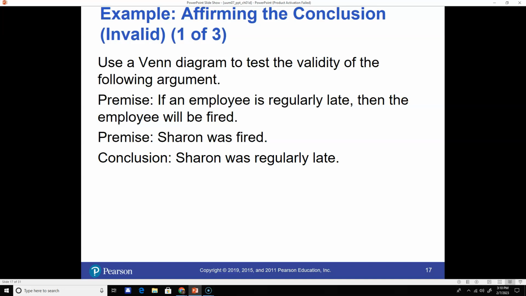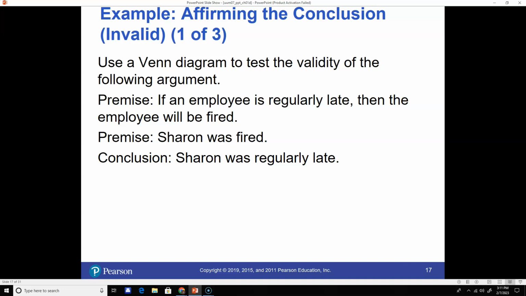Okay, affirming the conclusion. So I think this is one of the examples of an invalid argument. So again, they're going to try and do it with the Venn diagram test. So premise, if an employee is regularly late, then the employee will be fired. That tells you a reason. If somebody's regularly late, then they will be fired. But certainly you can be fired for other reasons. So you can kind of already see why this argument's not going to be valid if you look at the premise.